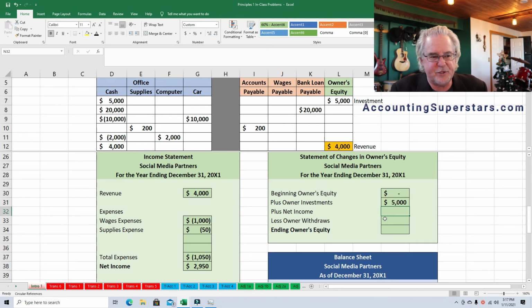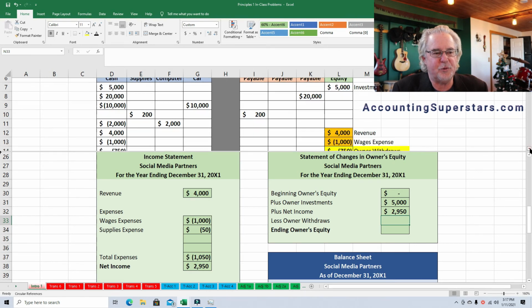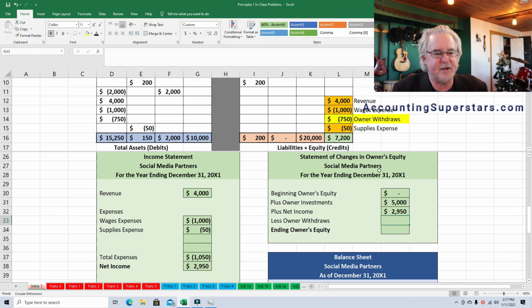Now, the next thing that we do on this statement of owner's equity is add the net income. Well, the owner had a net income of $2,950, so we'll include that right here, $2,950. So all that's going on is this net income over here is getting transferred to over here. That's all that's happening. And then owner withdraws. So here's where those owner withdraws go. Look at that. We had 750. So I'll keep it as a negative number just so it doesn't confuse anybody.